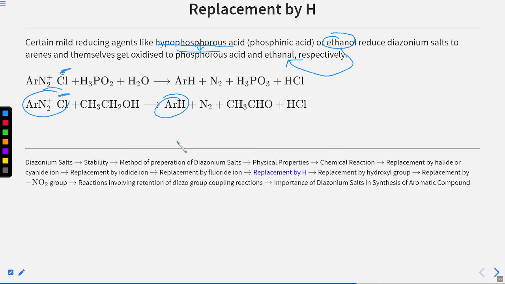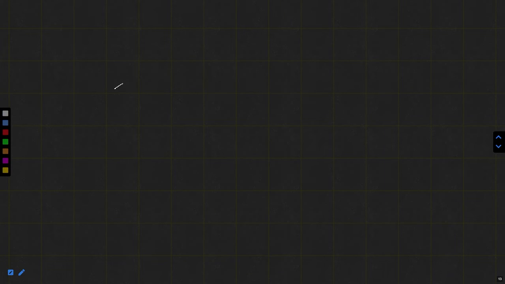Suppose you are given a nitrobenzene and you are told to convert it into benzene. First you will reduce the NO2 with the help of Sn and HCl. That will reduce it to aniline. Then you can diazotize it, and upon diazotization convert it into ArH. So what I said is that suppose you have a nitrobenzene. First you do the reduction and reduce it to aniline.